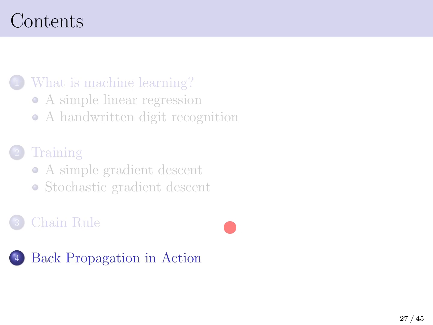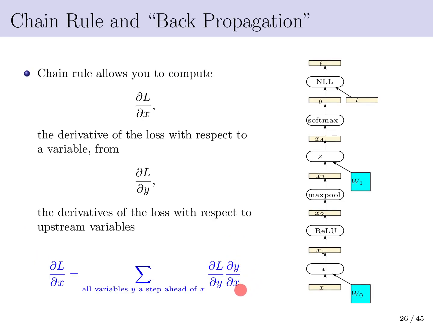So what remains is how you compute the derivative between two adjacent layers. For example, let's say you are given the gradient with respect to this variable. How do you get the gradient with respect to this variable, which amounts to obtaining dy over dx for each variable y here and for each variable x here.